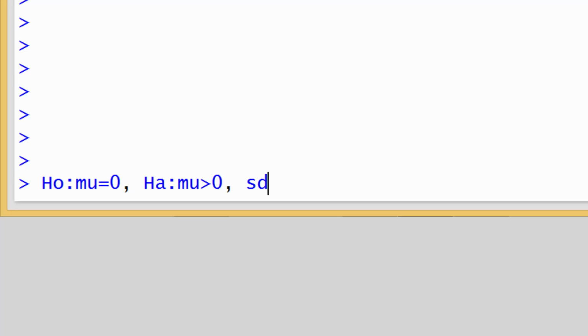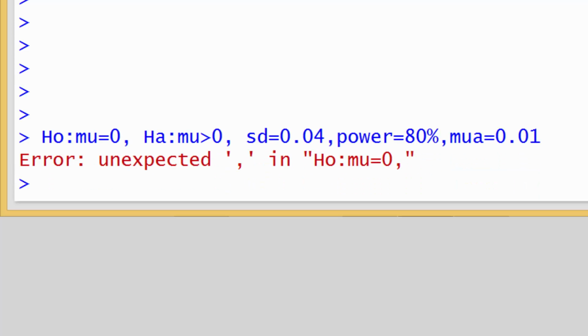The standard deviation is given to be 0.04, and the power that we want is 80%, and the value of mu under the alternative, let's call it mu a, is 0.01. Okay, so that's the information given. I'm going to hit return. It's going to give me an error, of course.